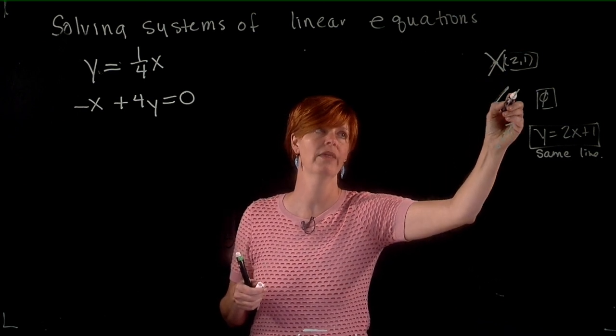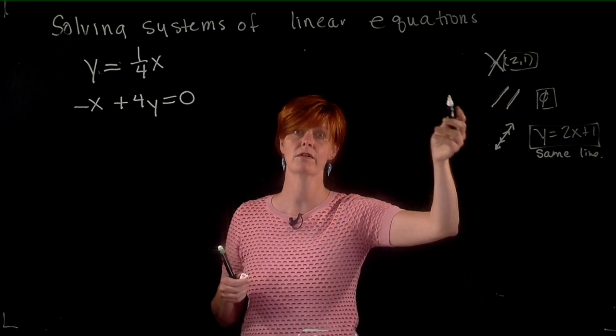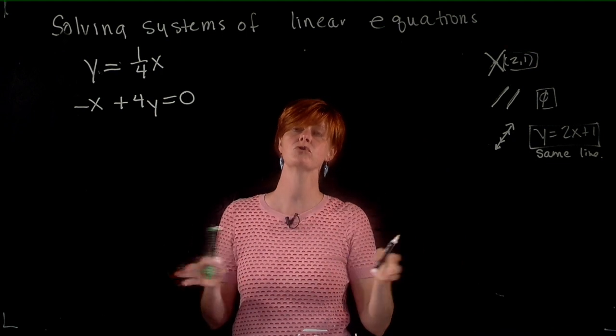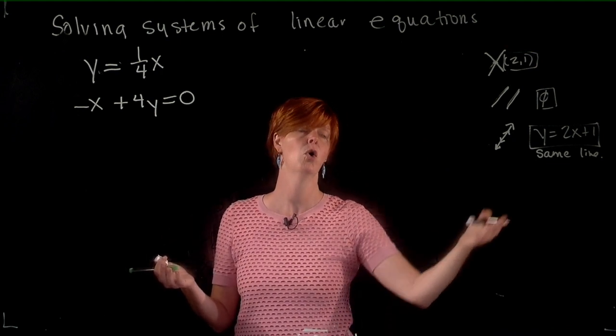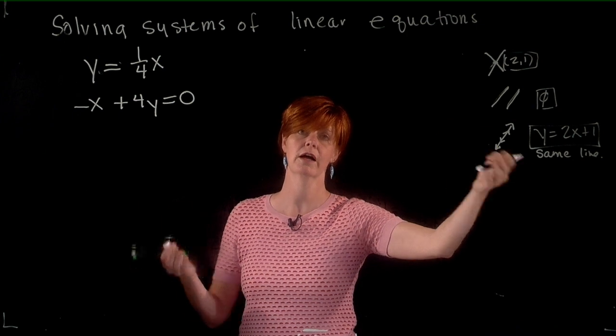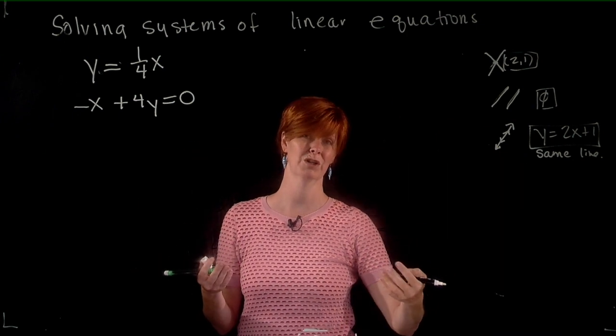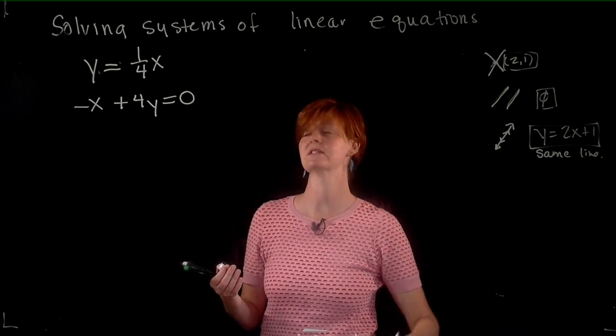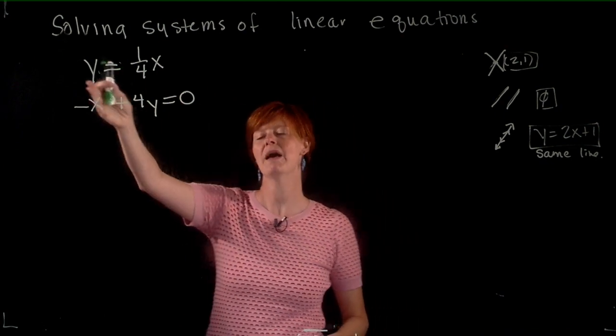Or you find out that you got an equation where the variables dropped out and you just had something false. Or maybe you're going to get to the point where the variables drop out and you have something true, in which case it would be that they're the same line. So which method should we use?